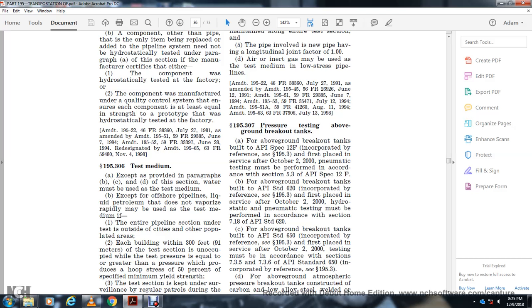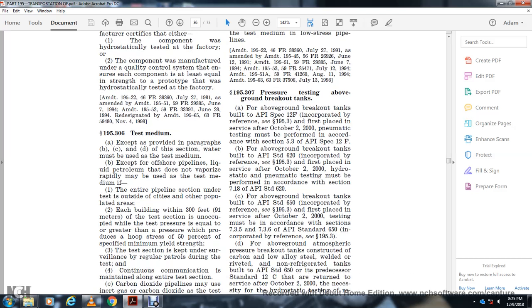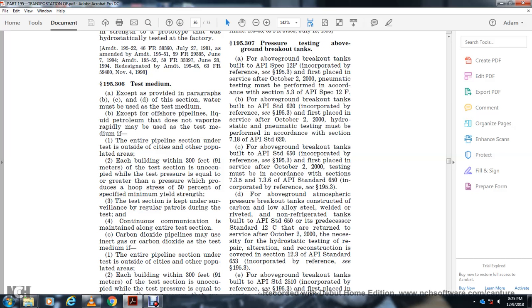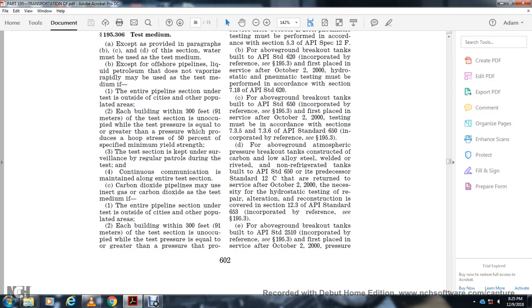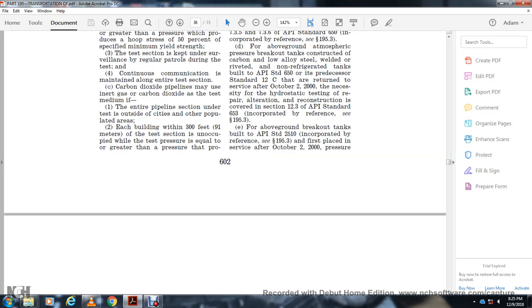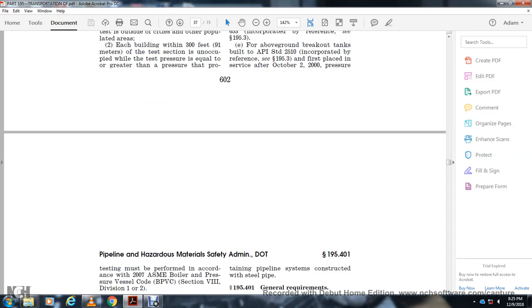7.3.5 and 7.3.6 of API Standard 650, incorporated by reference in 195.3, for aboveground atmospheric pressure breakout tanks. For tanks built to API Standard 650 or its predecessor 12C, with the next edition of October 2nd, hydrostatic testing of repair, alteration, and reconstruction must be in accordance with section 12.3 of API Standard 653, incorporated by reference in 195.3, for aboveground breakout tanks. For tanks built to API Standard 2510, incorporated by reference in 195.3, with the first edition of October 2nd, 2000, pressure testing must be performed in accordance with the American Society of Mechanical Engineers pressure vessel code.